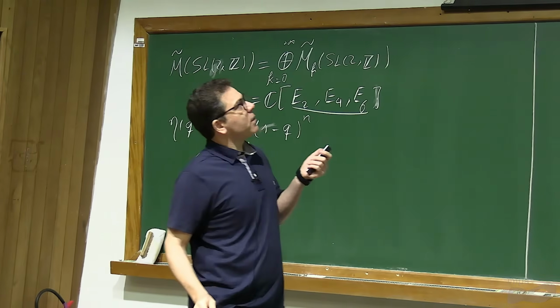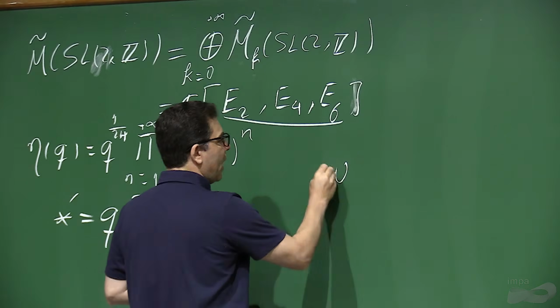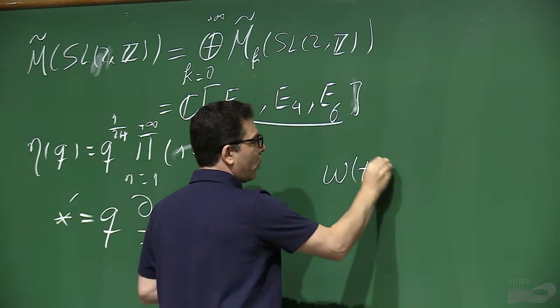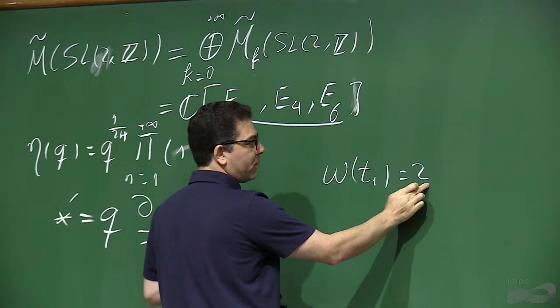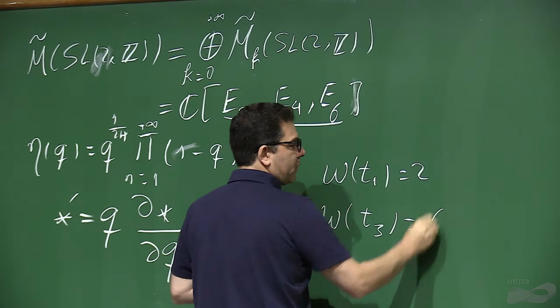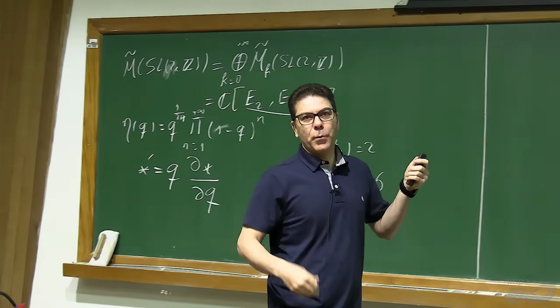And then I'm considering two other derivations, W and delta. W here, if we look at the space as a graded space, is somehow the weight derivation. Let's say, if I apply W to T1, I will have 2, which is the weight of E2. If I apply W to T3, I will gain 6, which is the weight of E6. So W is the weight derivation, or the weight operator.